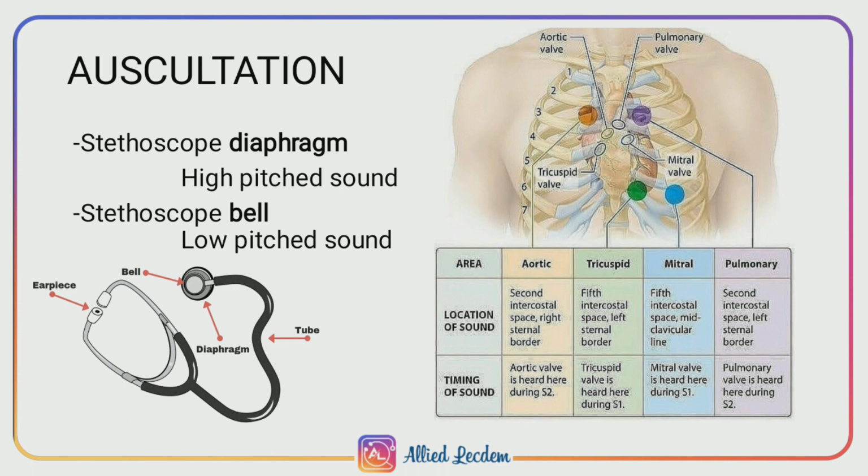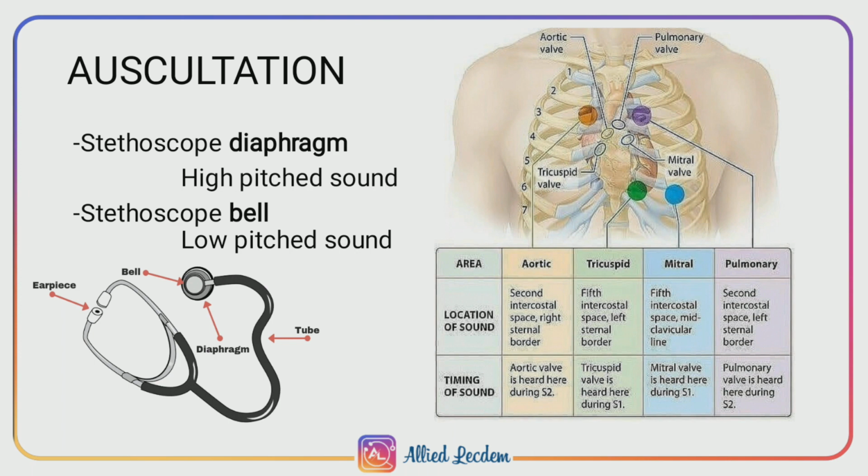Auscultation. The sounds of the heart are heard with the help of an instrument called a stethoscope. The chest piece of the stethoscope has a diaphragm and a bell. The diaphragm is used to hear high-pitched sounds, whereas the bell is used to hear low-pitched sounds. For auscultating heart sounds, there are various areas.